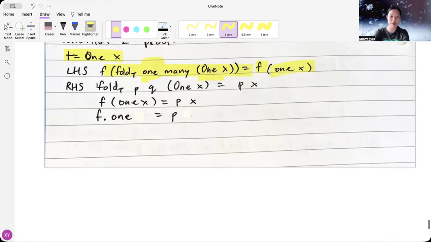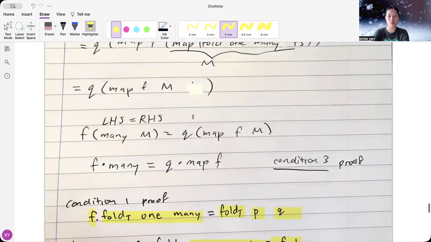On the right-hand side, we have this, right? So we know that our fold, we have defined it to be just calling the first function when we deal with the 1, right? So it would just be px. So we know that f1x is equal to px. If we write it in point form, then f composed of 1 would just be equal to p. So that would be what we have.